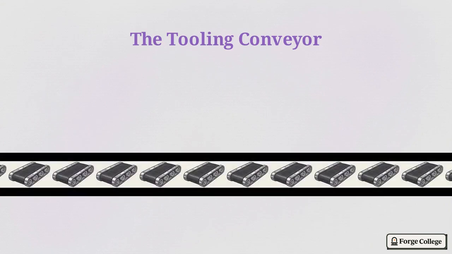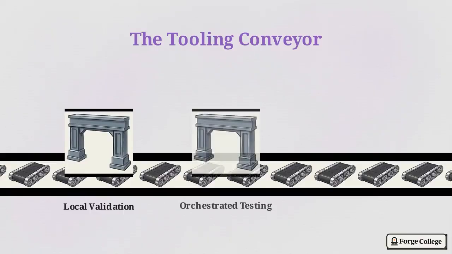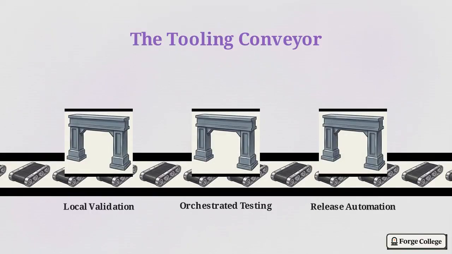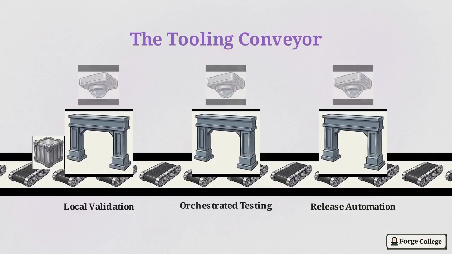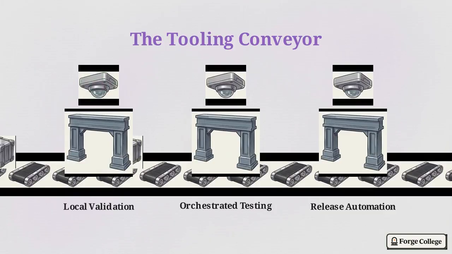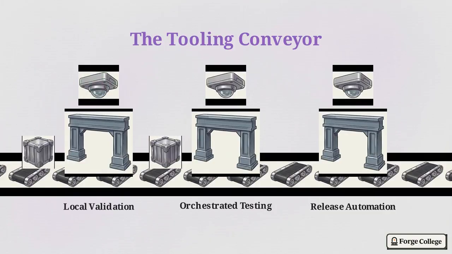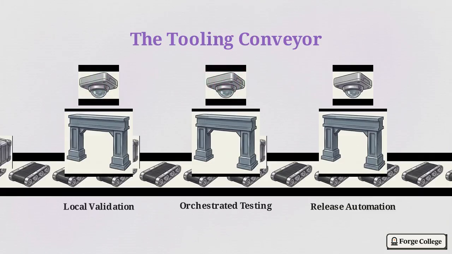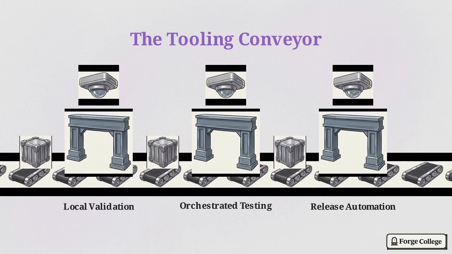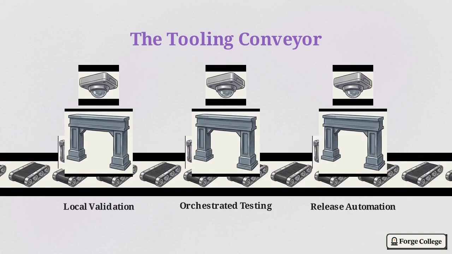To manage that move, we use the tooling conveyor mental model. Think of your integration pipeline as these three linked stations: local validation, orchestrated testing, and release automation. Three things move along this track. First is the artifact flow, your compiled programs, build files, and metadata. These are the physical goods being moved toward the marketplace. Then there's the signal flow. These are the green or red indicators representing test results, security scans, and human approvals. If a signal turns red, the conveyor stops before the artifact can move to the next station.